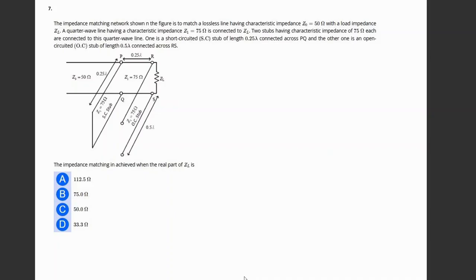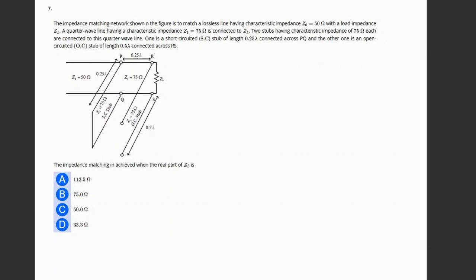This is a problem that appeared in GATE 2021. It's a multiple choice question for 2 marks. The impedance matching network shown in the figure is to match a lossless line having characteristic impedance Z0 equals 50 ohm with a load impedance ZL.